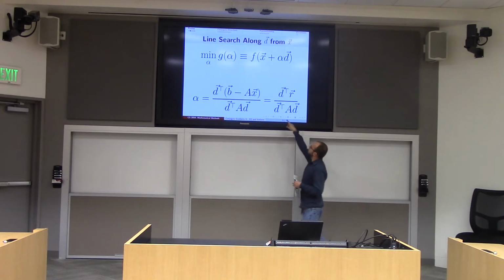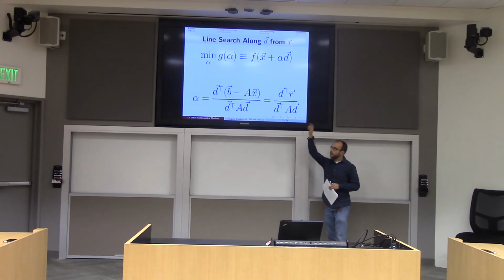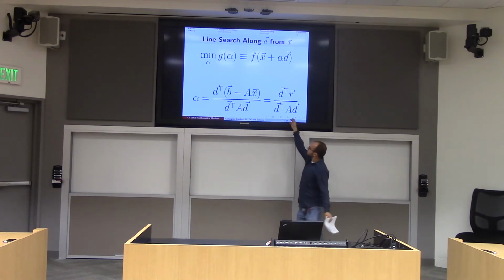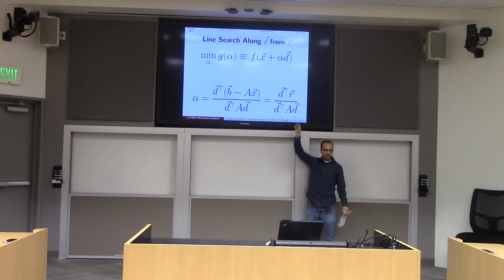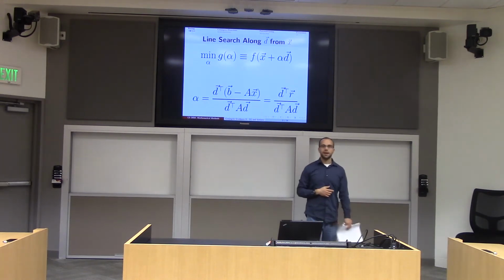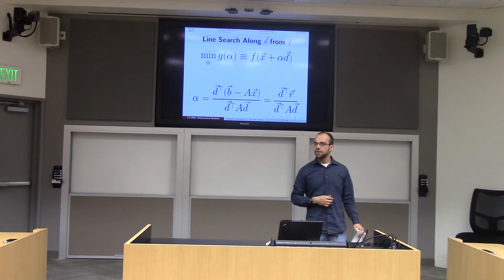So remember that d was our search direction. We're standing at a point x. r is the residual, so that's b minus Ax. And if you want to minimize this function g, which is just f restricted to the line through x in direction d, you see that's what's going on upstairs? The solution to that problem, just by minimizing a parabola, is this formula for alpha downstairs.